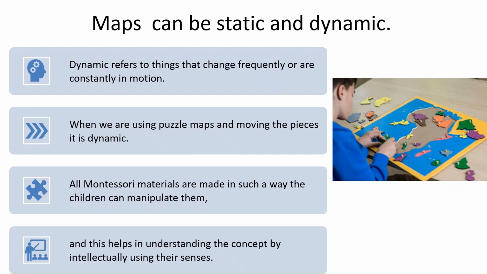Maps can be static and dynamic. Dynamic refers to things that change frequently or are constantly in motion. When we are using puzzle maps and moving the pieces, it is dynamic. All Montessori materials are made in such a way that the children can manipulate them, and this helps in understanding the concept by intellectually using their senses.